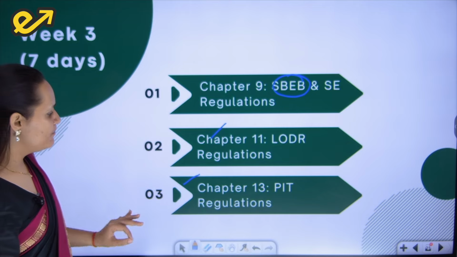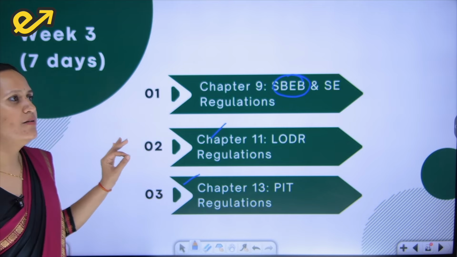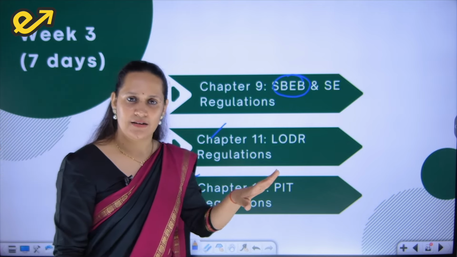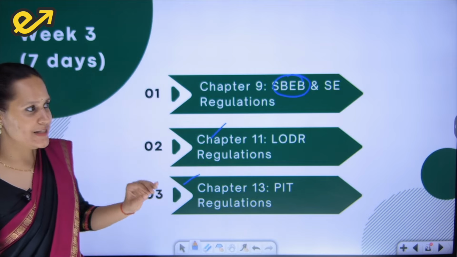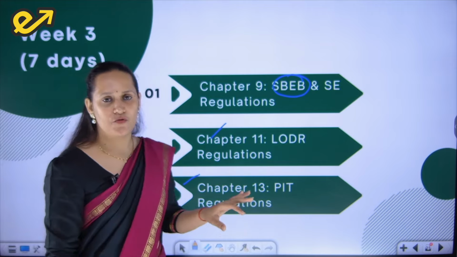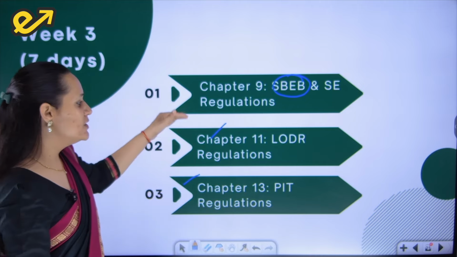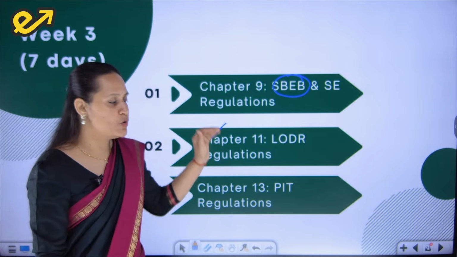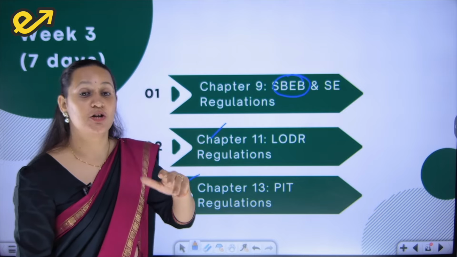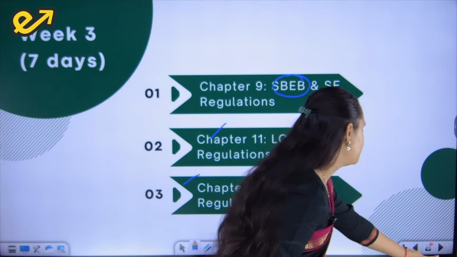So out of this, all the 3 chapters are kindly neutral, not very lengthy, not very complicated, easy to understand, but also very important from examination point of view. So this is the order that you have to follow. Again, depending upon your interest level, you can also interchange it as per your requirement.